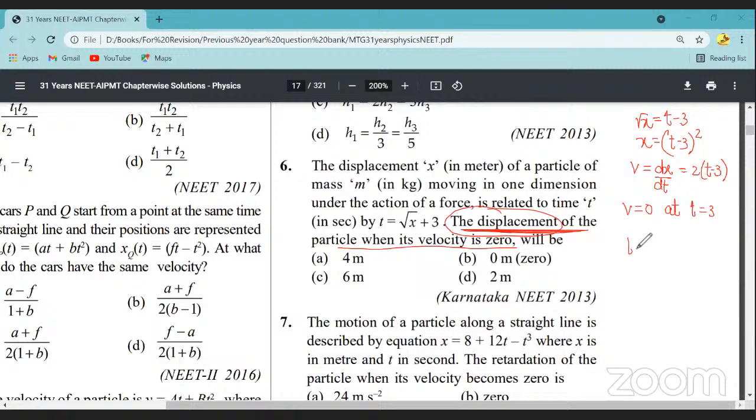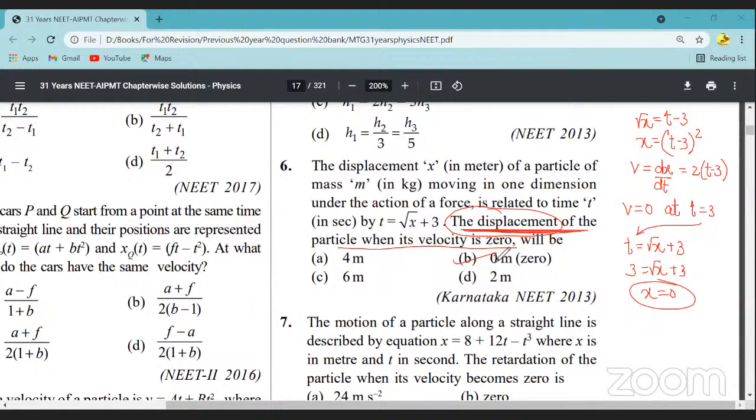Look, t equal to root x plus 3. So put t equal to 3 here. How much are you getting? Sir, 0. Right? So the answer will be this.